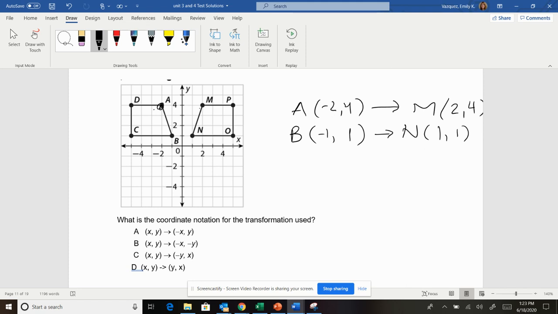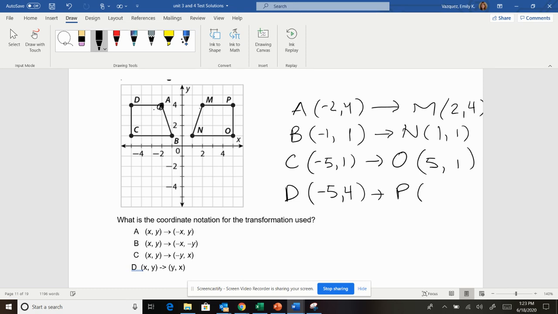And I could keep on going. Let's say if I look at C, C is the bottom one. That's the point -5, 1. I'm going to compare that to O. O looks like it's +5, 1. And last one is D, even though by this point you probably already see the pattern, but it never hurts to double check. It's -5, 4. And P is +5, 4.